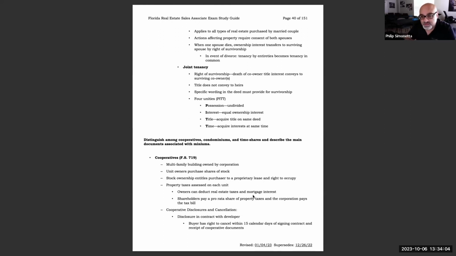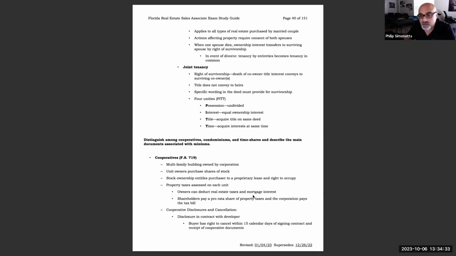There's 4 unities to joint tenancy. Okay. You have possession. It's undivided interest, right? People can come and go whenever they want. You can't tell somebody they have to leave. Interest is equal ownership. There's no person that owns more than the other. It's always equal. The title is acquired on the same deed. So when you buy it, they're the people on it. You can't add people on and off.